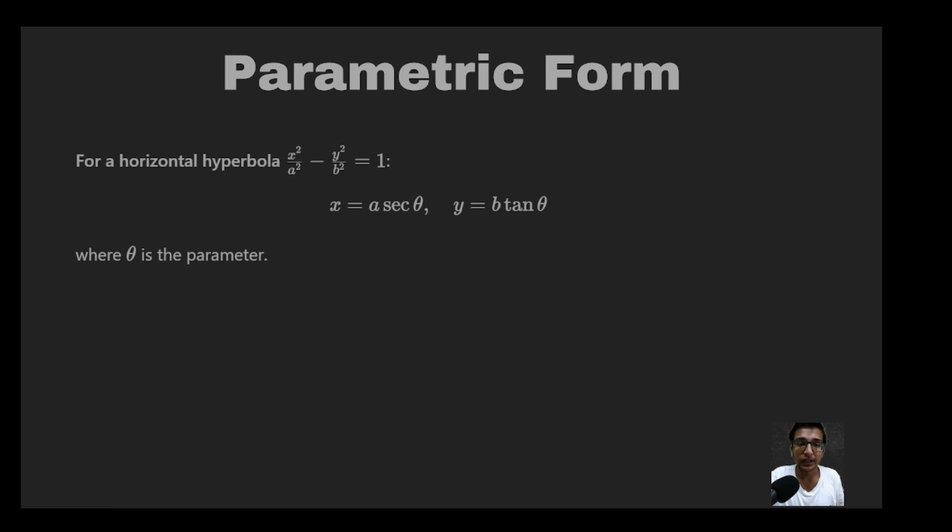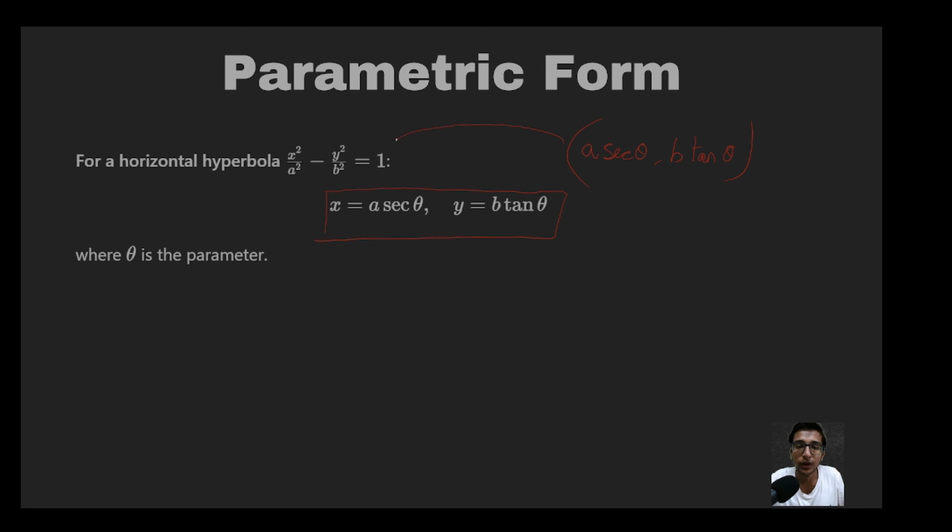Now again, an important thing you need to remember: for circles, if you remember, the parametric equation used to be r cos theta comma r sin theta. For parabolas, the parametric equation used to be at square comma 2at. And for ellipse, it used to be a cos theta comma b sin theta. Now for hyperbola, it is nothing but a sec theta comma b tan theta. You have to remember this because it is necessary to solve questions.